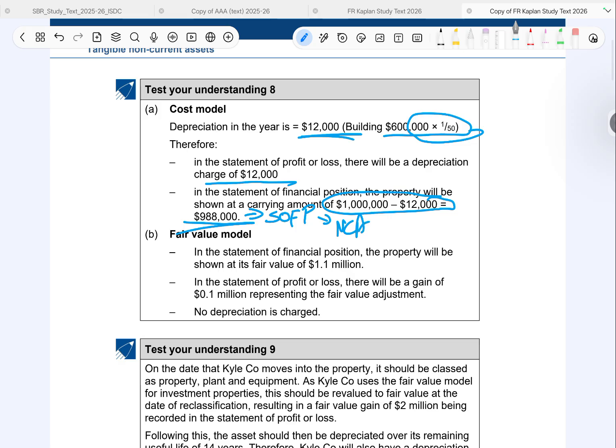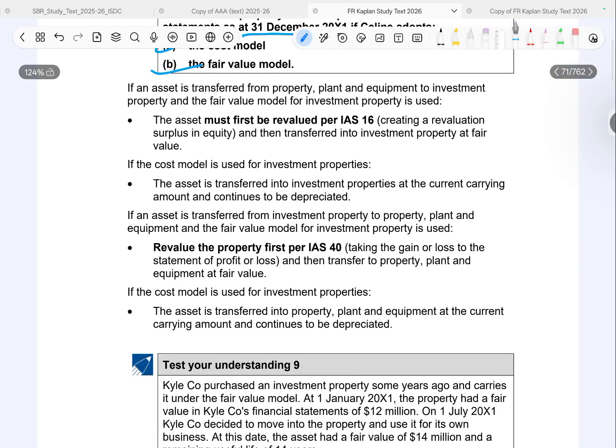In the fair value model, we'll start directly from 1 million and jump to 1.1 million in our statement of financial position, and that 0.1 million gain will be shown in our profit and loss. That's simple. Done. So if an asset is transferred from property, plant and equipment to investment property and the fair value model for investment property is used, the asset must first be revalued per IAS 16, creating a revaluation surplus in equity, and then transferred into investment property at fair value.